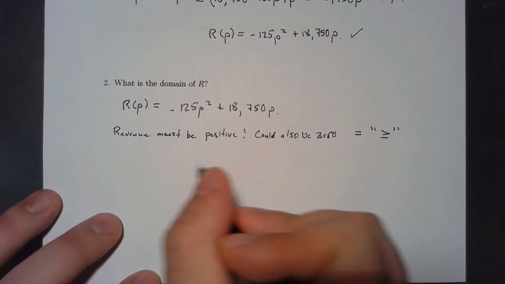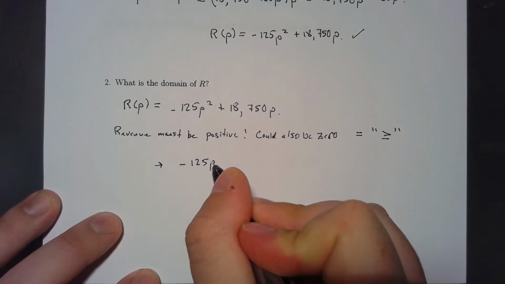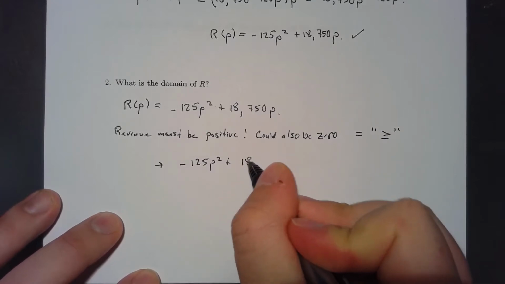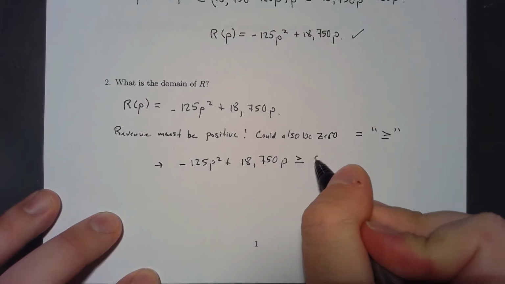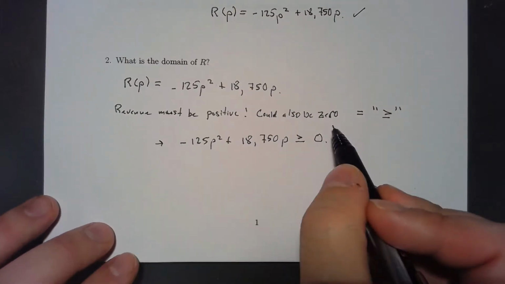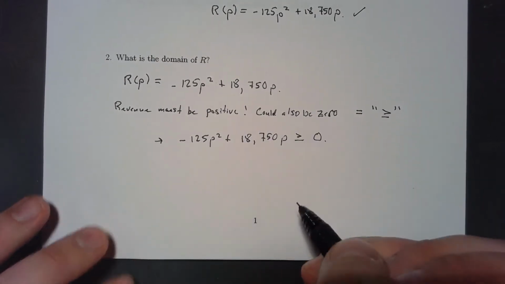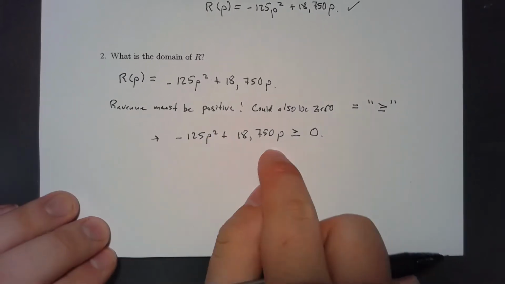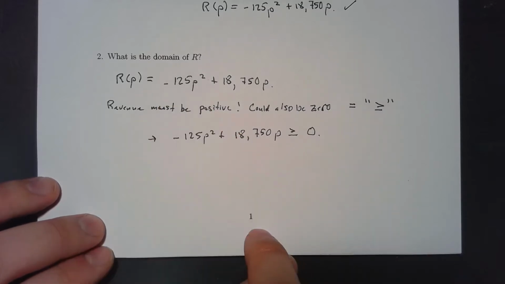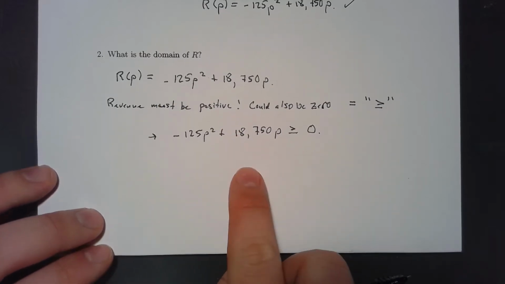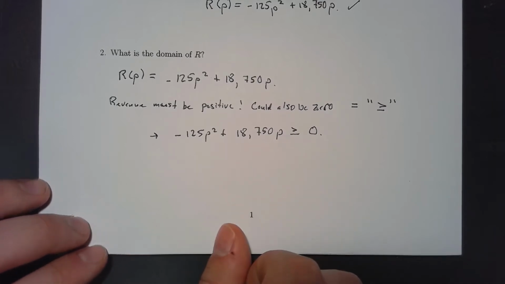So what I could do is say that my revenue, which is right here, negative 125P squared plus 18,750P, could be greater than or equal to 0. If it's positive, it has to be greater than 0. If it's 0, it could be equal to 0. So if I solve this quadratic inequality, then I could find the domain of my revenue function. Solving quadratic inequalities was the topic in 4.5, but it's really not that bad.